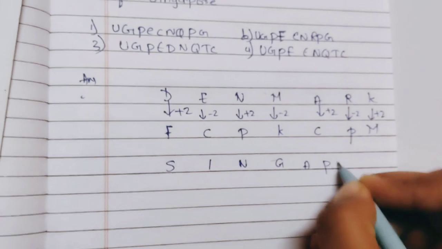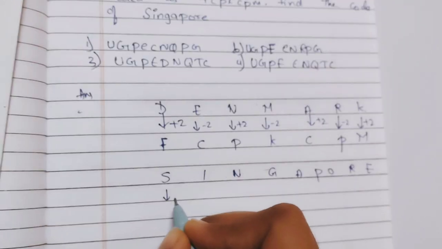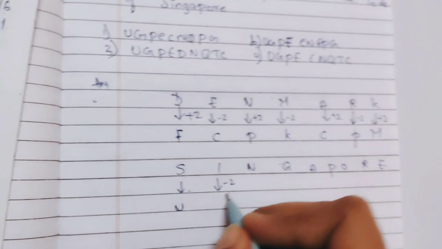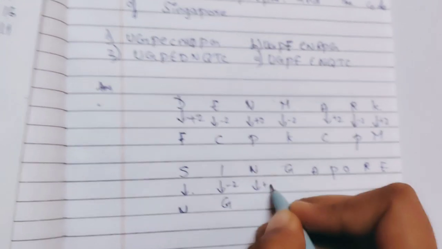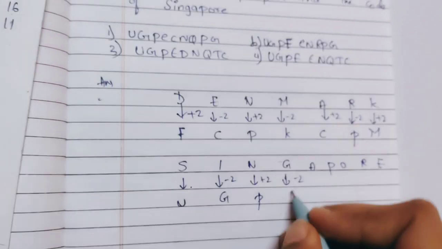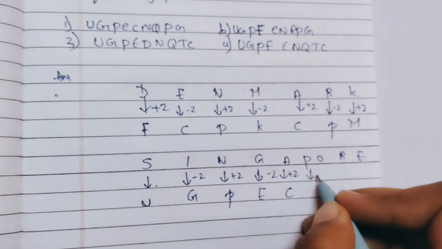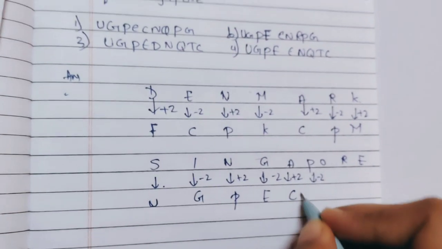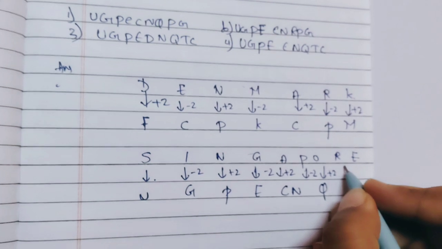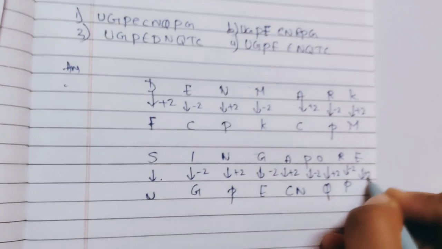Singapore. See, now S plus 2 is U. I minus 2 is G. N plus 2 is P. G minus 2 is E. Now A plus 2 is C. P minus 2 is N. Now O plus 2 is Q. R minus 2 is P, and E plus 2 is G.